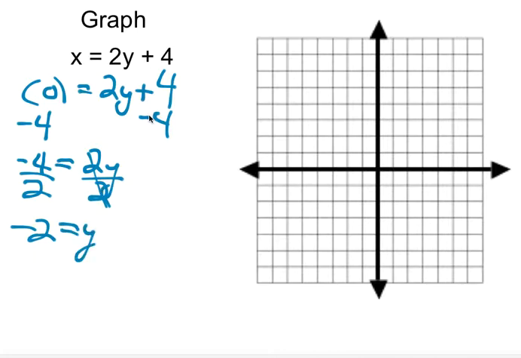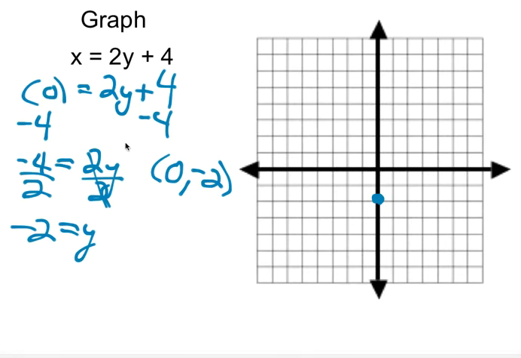So when I think about this, right, what's the coordinate for all this? Well, I plugged in 0 for x, so that's the x coordinate, and it gave me a y value of negative 2. So I could plot that on my graph, which would be right there at 0, negative 2.